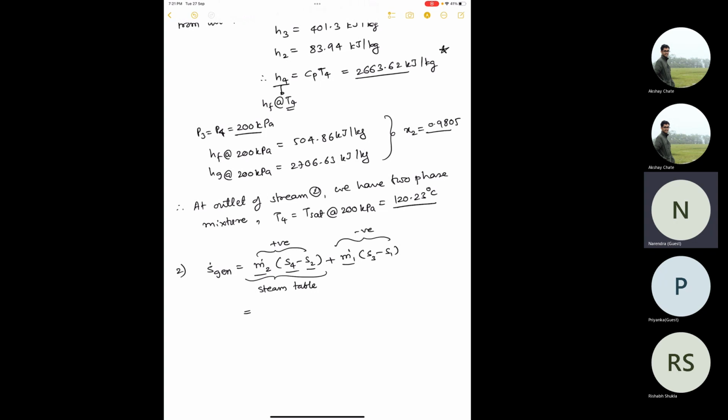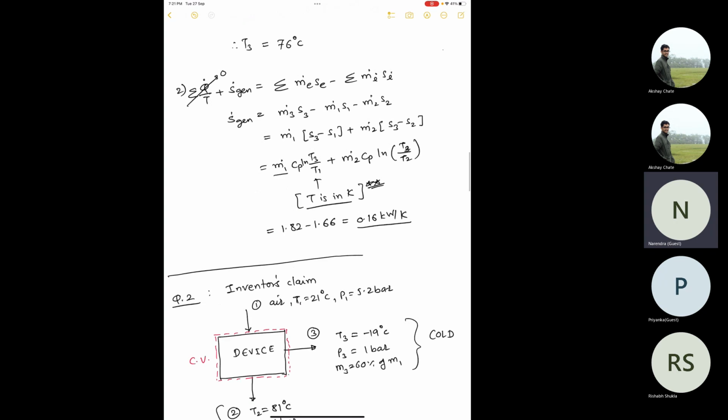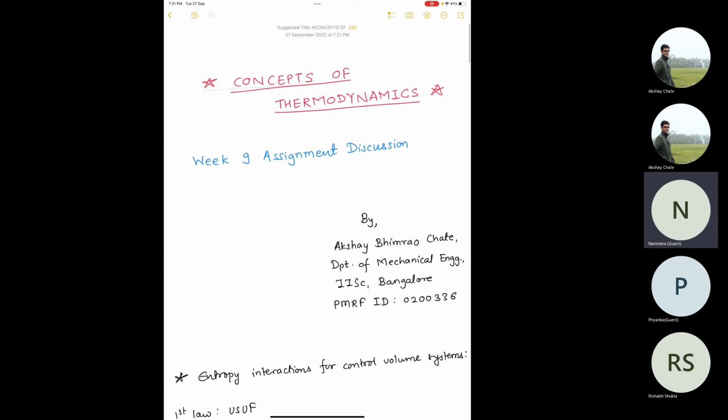So if you do this calculation, you should finally get 1.54 kilowatt per Kelvin. Since it's greater than 0, it's a feasible process. So I think we'll stop now. This is in a nutshell what last week's classes taught you, and that's what we discussed.